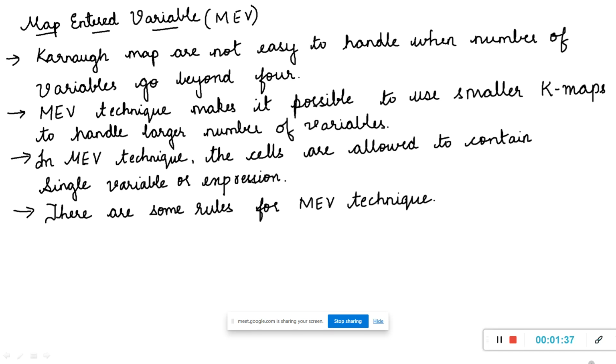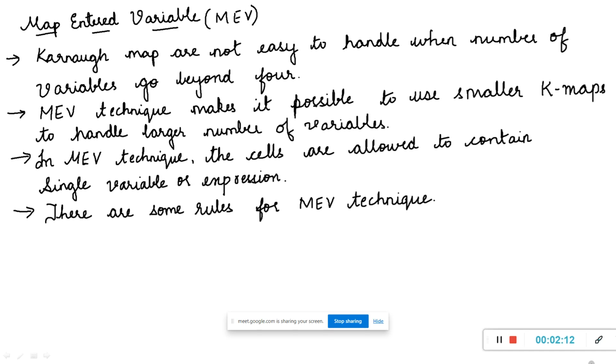In the MEV technique, the cells are allowed to contain a single variable or expression. Now, a cell is nothing but a place where we had tried to enter 0 and 1 in K-maps. Now, in the MEV technique, the difference is you are able to write the MEV variable inside the cell. The MEV variable will usually be the least significant variable, the LSB variable, like D or C.